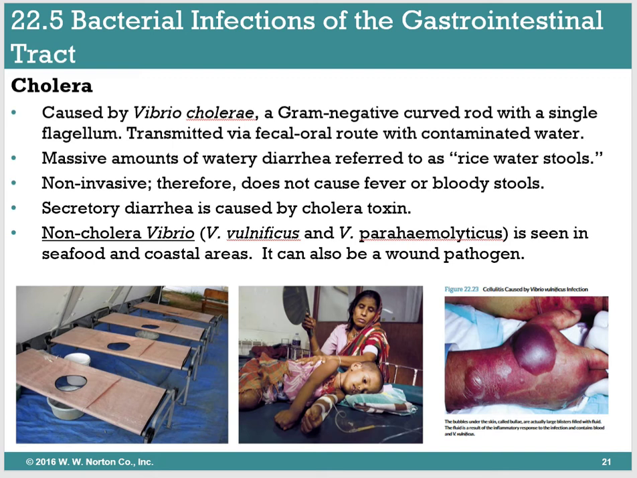Now there is non-cholera Vibrio. So this is normally seen in seafood and coastal areas. It's also very common in wound pathogens. So if you have the non-cholera Vibrio, then a lot of times it will cause necrosis of the tissues. But that's with non-cholera Vibrio.